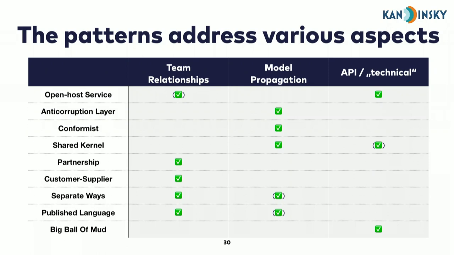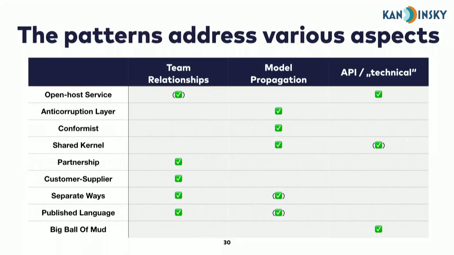So, as you've seen, those patterns address a lot of different things. This is something that is basically not in any of the domain-driven design books. When I take a look at those patterns and try to apply some categories to them, I can say that some of those patterns directly address team relationships, like the partnership, customer supplier, separate ways, or a published language. Others address a lot about model propagation, like the conformist, the anti-corruption layer, the shared kernel, but also to a certain degree, a little bit separate ways and the published language. And then we have some, I didn't have a better name, if you have a better one, I'm very glad to hear about that, API sort of technical stuff like the open host service.